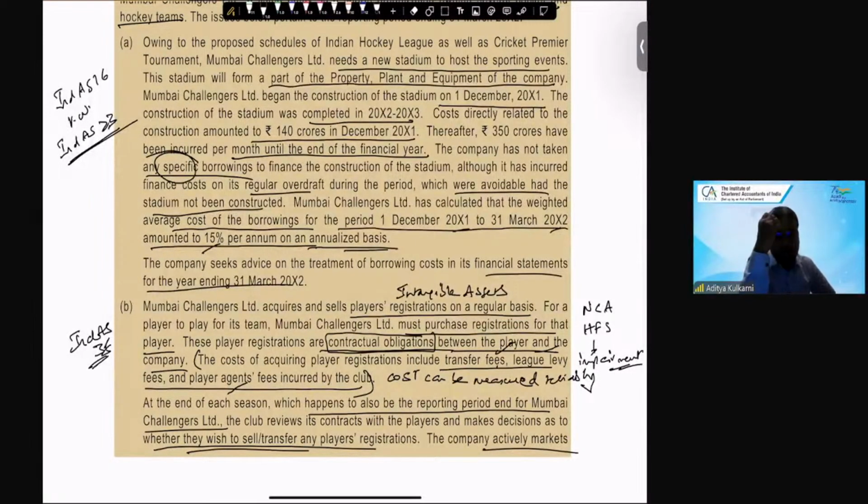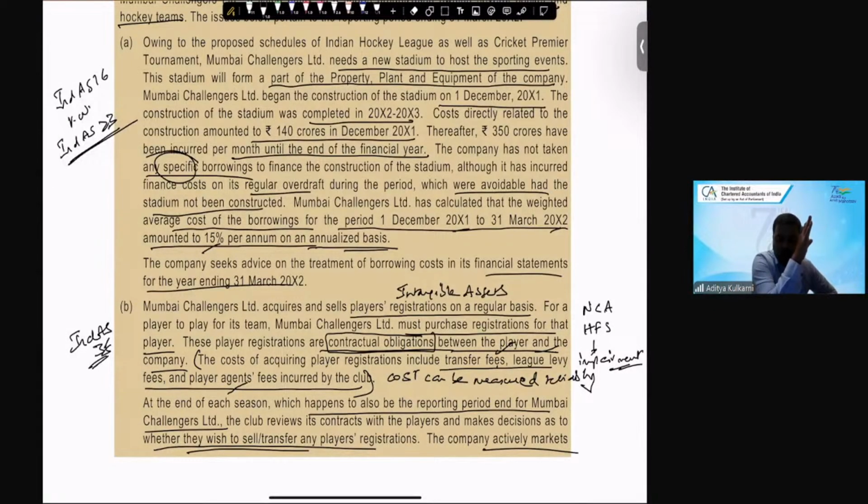So if you remember in Ind AS 38, somewhere they have mentioned that an intangible asset could also be a contractual obligation. Do you remember? Yes, sir. Player registration, this is typically what happens in the IPL scenario. This is typically what is happening in our current IPL scenarios, right?